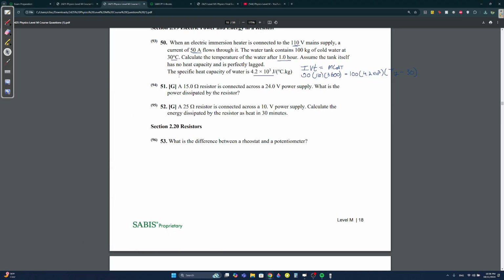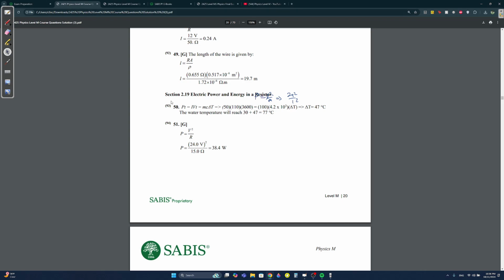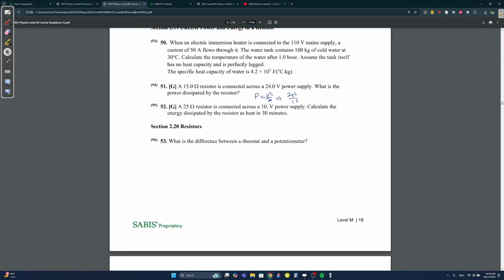Because 2SF. A 15 ohm resistor is connected across a 24-volt power supply. What's the power dissipated by the resistor? Remember, P is equal to V squared over R. So it's going to be 24 squared divided by 12, which is, wait, 15? Okay. How did I get 12? Sorry, 15, guys. And you will get 38.4. Okay.